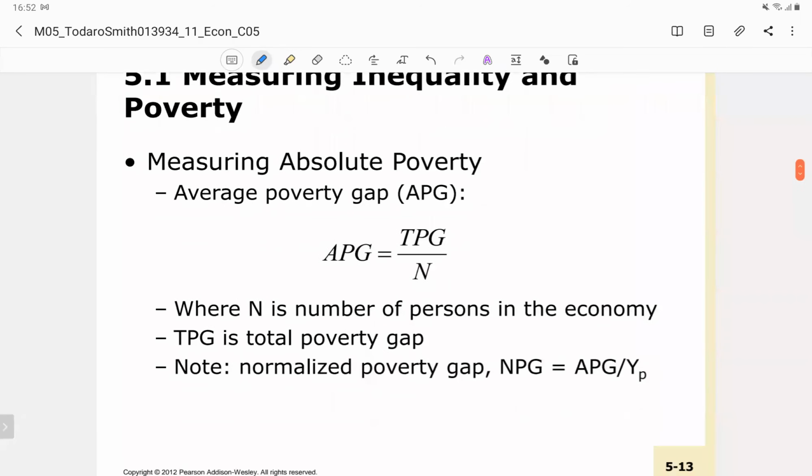And then, measuring absolute poverty, we can measure the average poverty gap, or APG. To measure APG, you just take the value of TPG, or total poverty gap, divided by the total number of people in the economy. Okay. And then you will have a normalized poverty gap by putting the average poverty gap divided by the poverty line. This is the normalized poverty gap, or NPG.